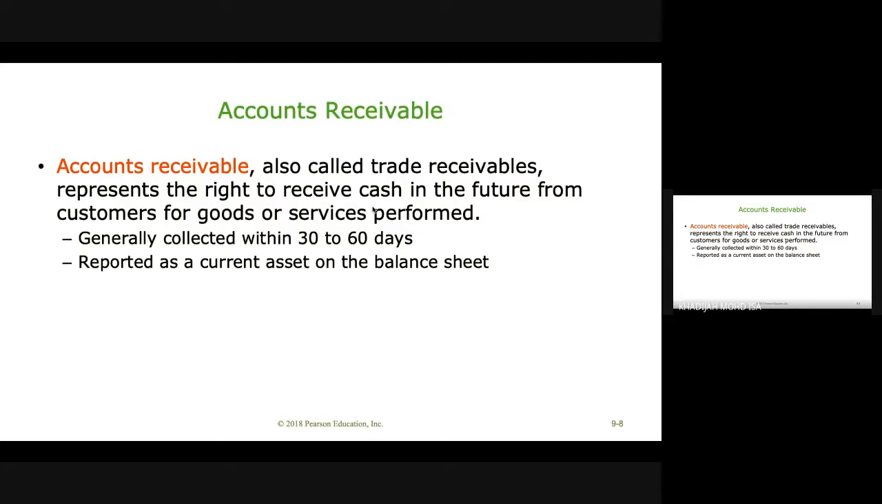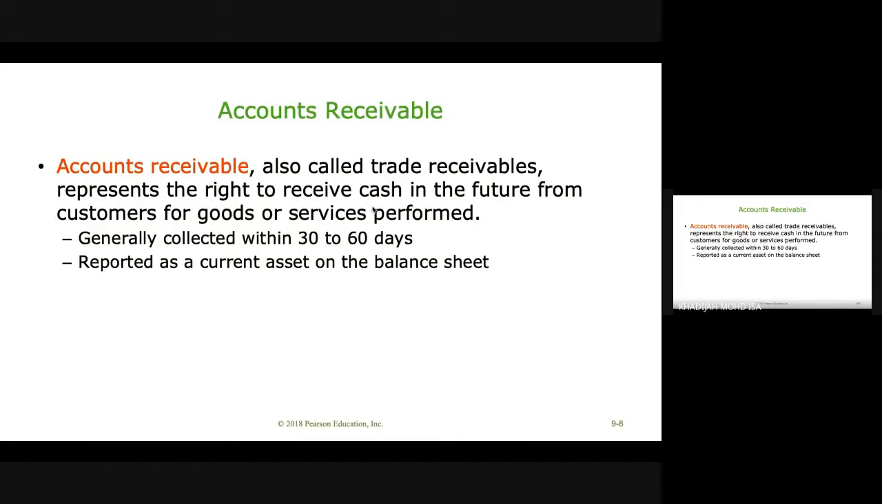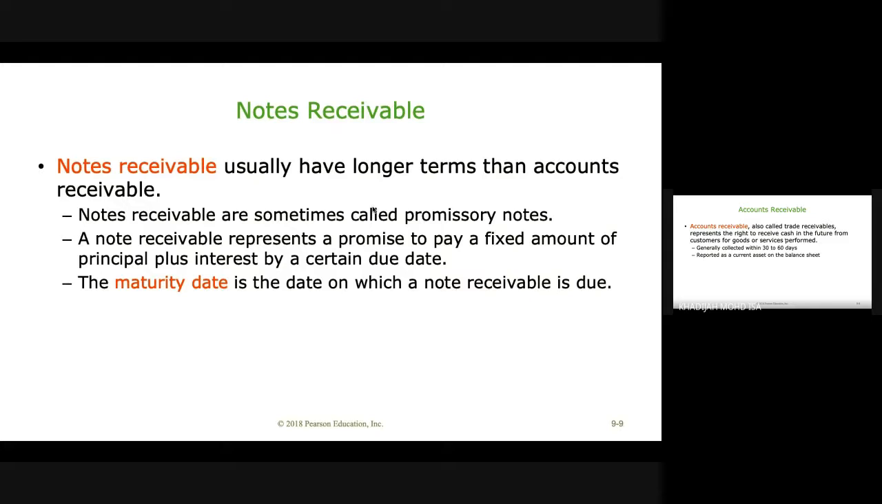So generally, this receivable is going to be collected within 30 to 60 days, and you are going to report your receivable as a current asset on your balance sheet. Another type of receivable is what we call notes receivable. Previously it was accounts receivable, now it's notes receivable.